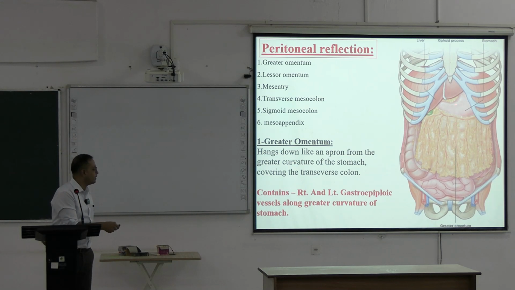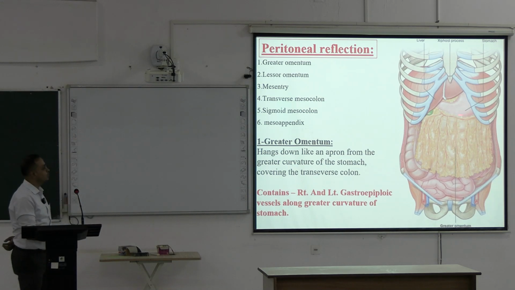So let us take the greater curvature here. This is what you are going to see once you open the abdomen. Next day when you cut through the abdomen and split it open, you will see this curtain. It looks like an apron hanging down, like a drape falling from the curvature of the stomach. The curvature attached at the top we call the greater curvature of the stomach. At the lower end, it is hanging free.